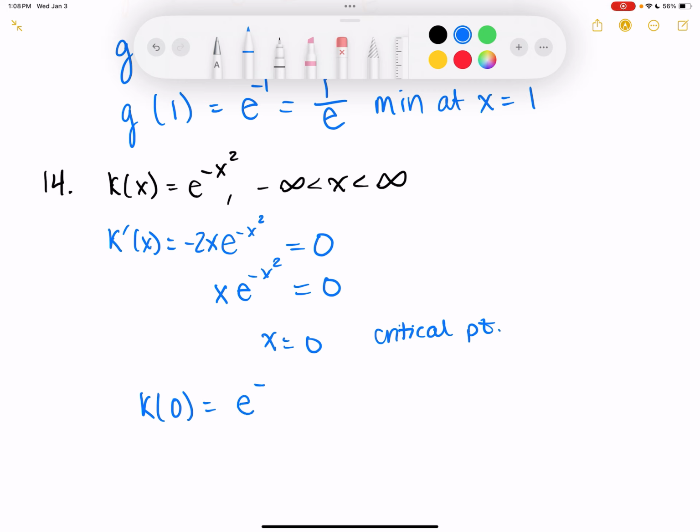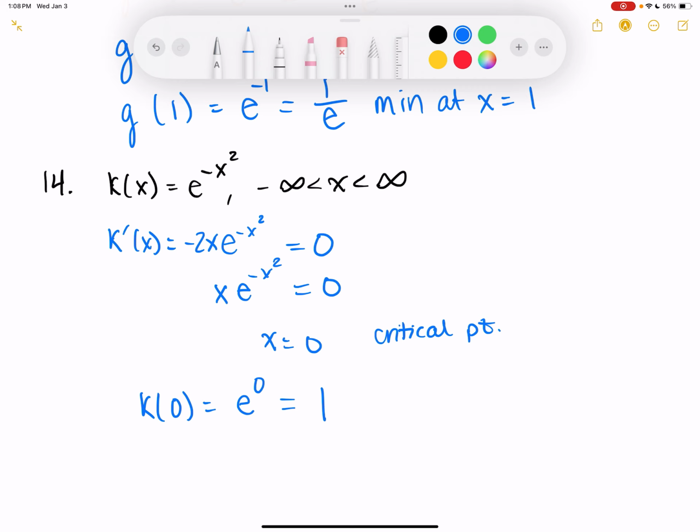So e to the 0 is equal to 1. Now, there's a small problem. We only have one value, right? So how do we know if it's a max or a min? We don't currently. Oh wait, we don't hit endpoints. Never mind. Sorry. So I'm going to take the second derivative.